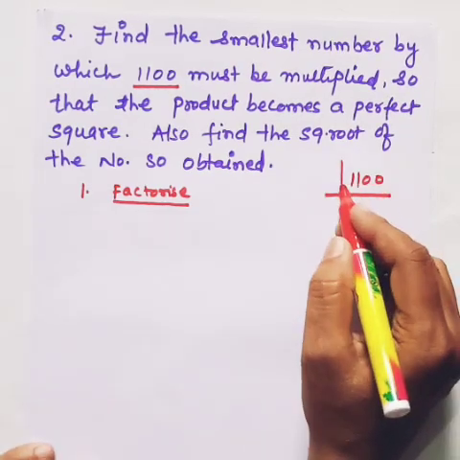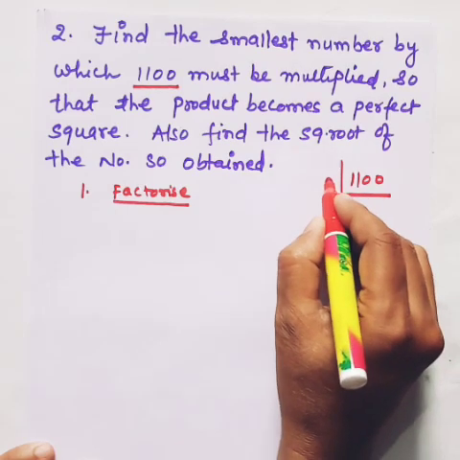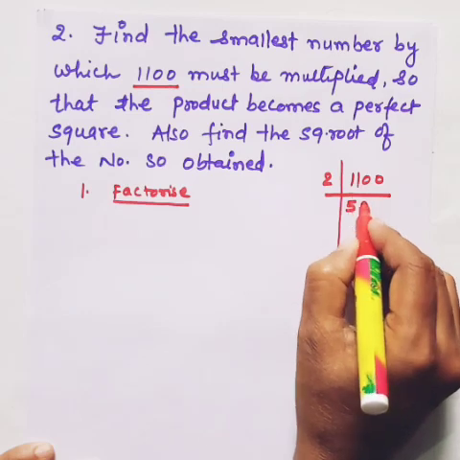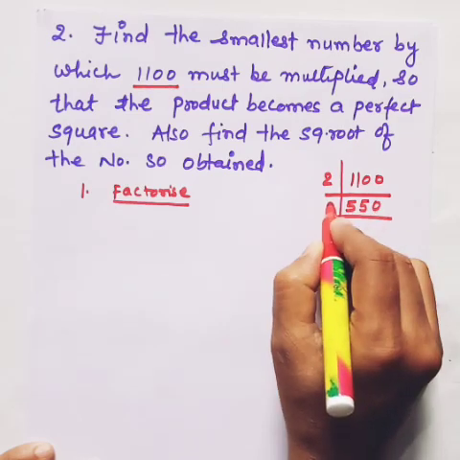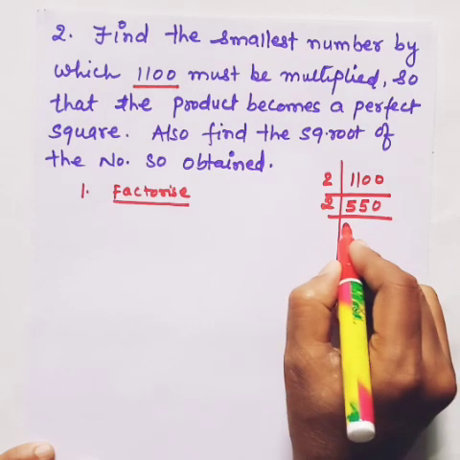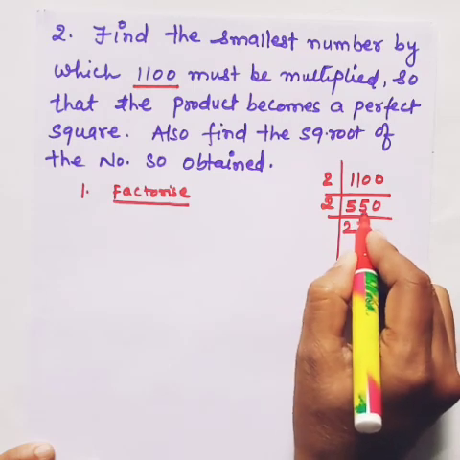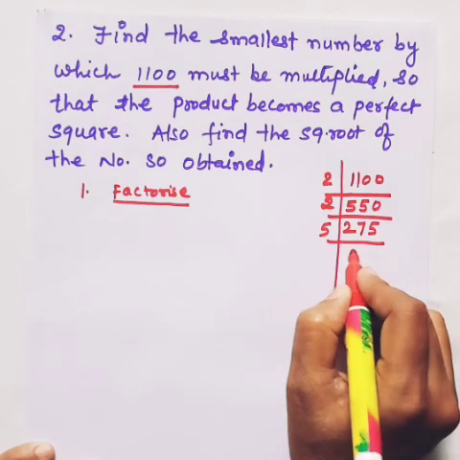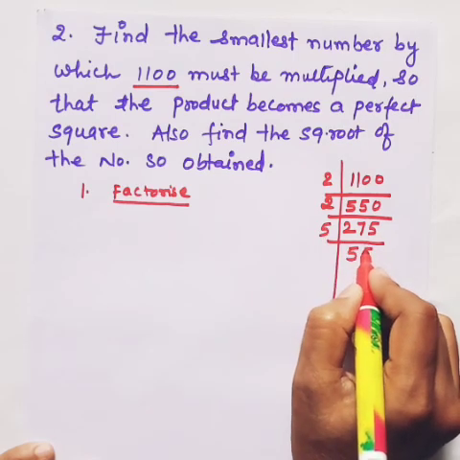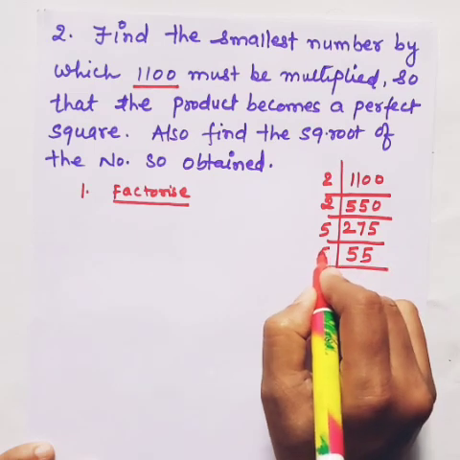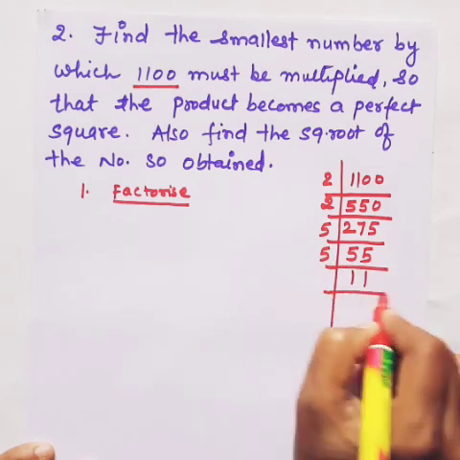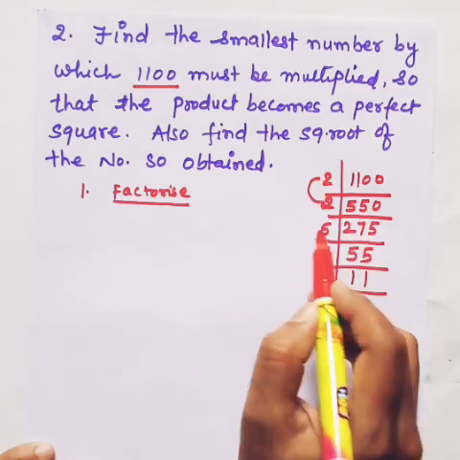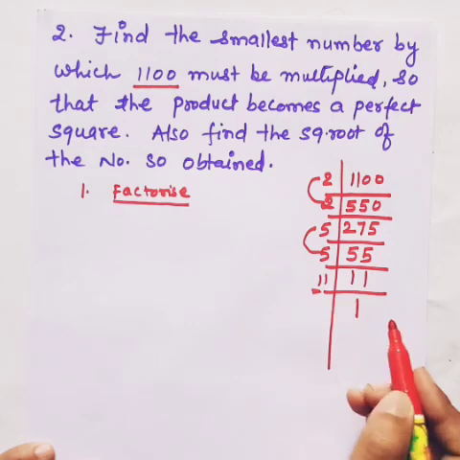Zero at the end, you can use 2 or 5 also. Let us start with 2. 2 5s are 10. Again 2 5s are 10, 0. Now again 0 is there, so you can start with 2. 2 2s are 4, 2 7s are 14 and 2 5s are 10. Now there is no chance, we have to go for 5. 5 5s are 25 and again 5 5s are 25. Again 5 1s are 5, 5 11s are 55 and 11 1s are 11. Now children, look, we have 2 in pairs, 5 in pairs and 11 is left alone.